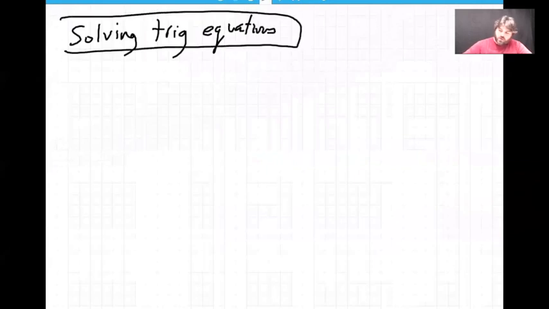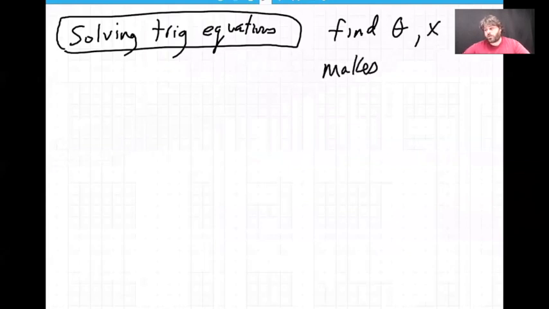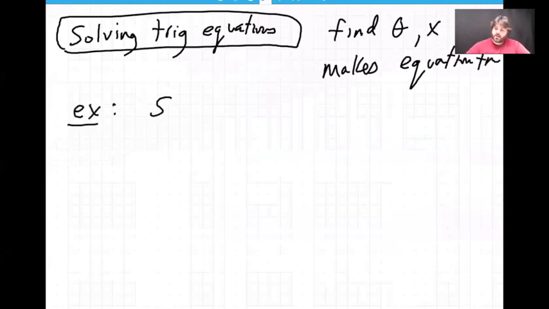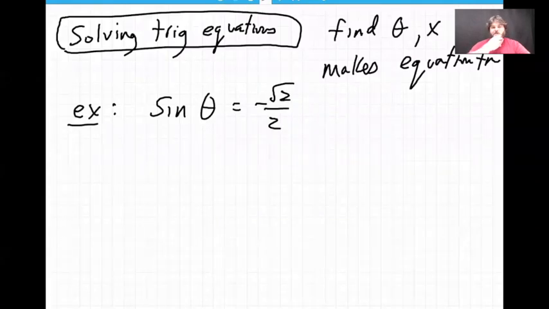All right, so really when we solve an equation, we're looking for the value of the variable that makes the equation true. So we're usually going to be finding the value of theta or x that makes the equation true. So let's start with something really easy. The sine of theta equals negative root 2 over 2.